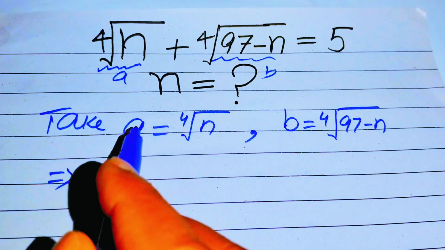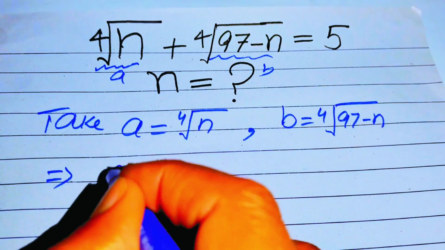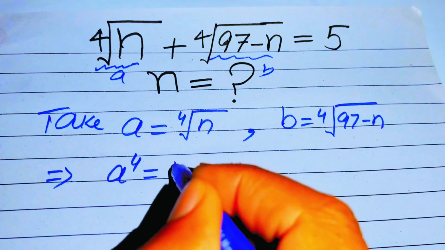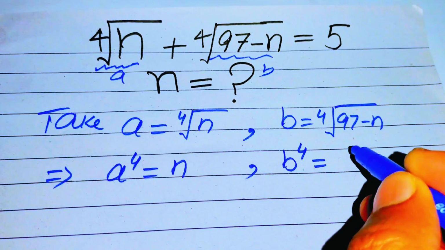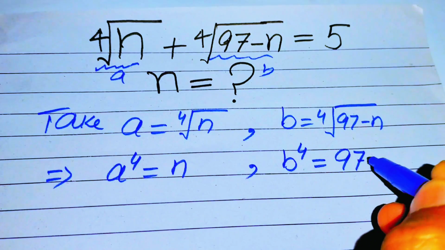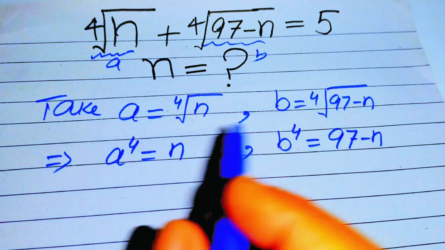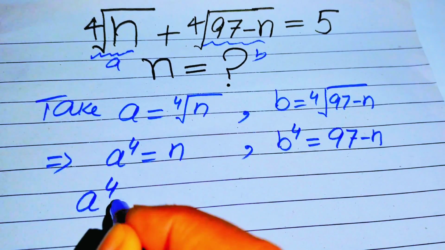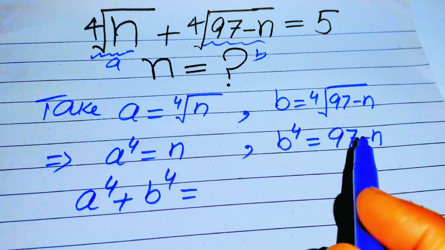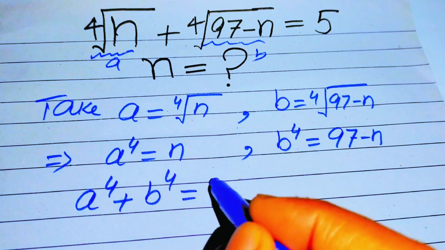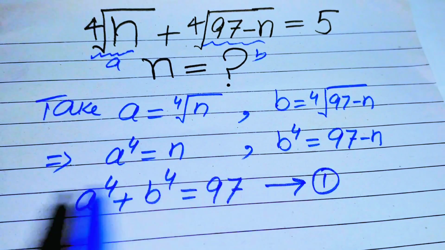And here when we take the fourth power on both sides of these terms, then you obtain a to the power of 4 equals n, and similarly b to the power of 4 equals 97 minus n. And when we add these two terms, a to the power of 4 plus b to the power of 4, you see that this plus n and minus n are gone and you get 97, and we call this equation number 1.